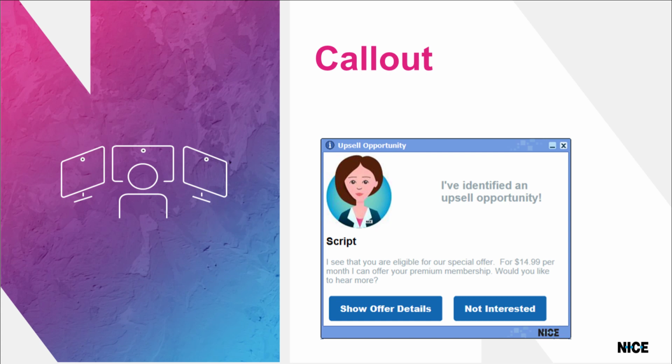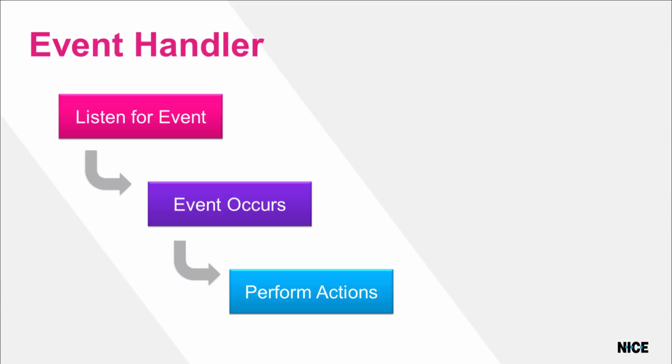A callout is a pop-up window that is displayed to an agent in an attended automation that can either display information to the human agent or request information from the human agent. An event handler is a mechanism that continually waits for a specified event to occur, and when that event occurs, the event handler performs a specified list of actions.